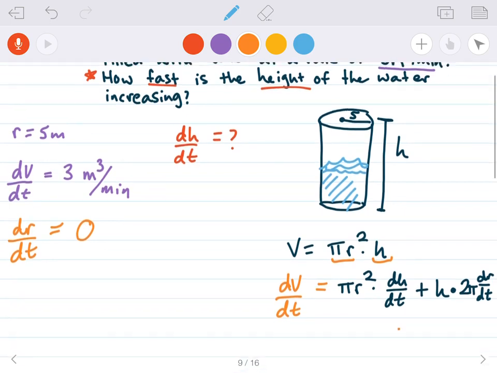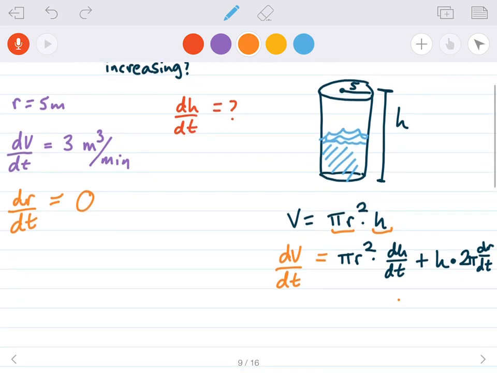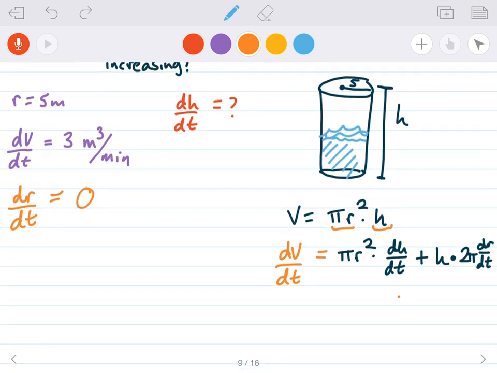And so I'm going to show you one way to do this. The first way is we could have just plugged in the radius from the get-go, because it's constant, we are allowed to do that. But we can also see it like this. So let's plug in everything that we know here into this guy, because ultimately we're trying to get dH dt.